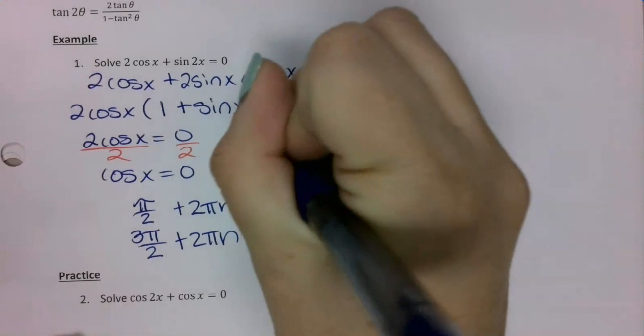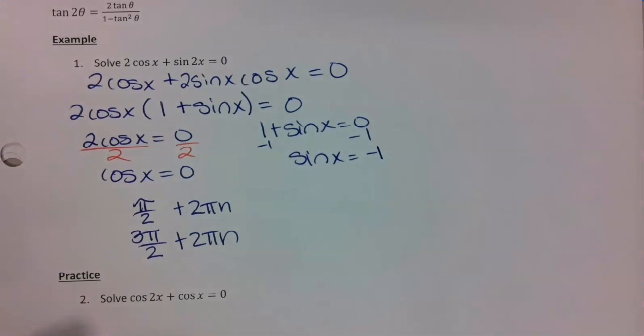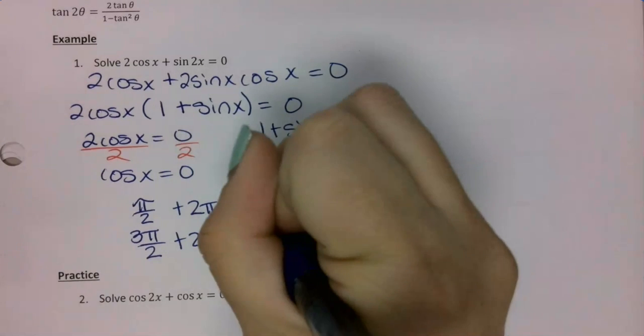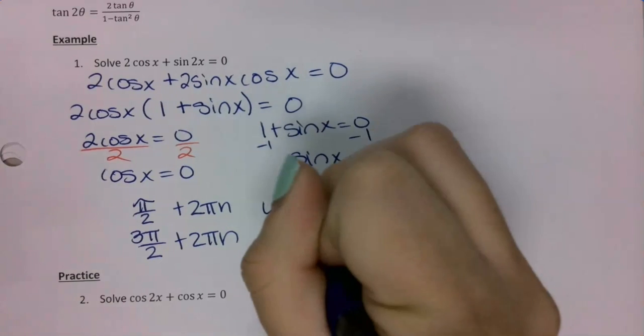So over here, this one I need to subtract 1 on both sides. Where does sine equal -1? Sine is y. 3 pi halves. I already have 3 pi halves written down, right? So I don't need to write it again. So then I'm just going to write where n is any integer.